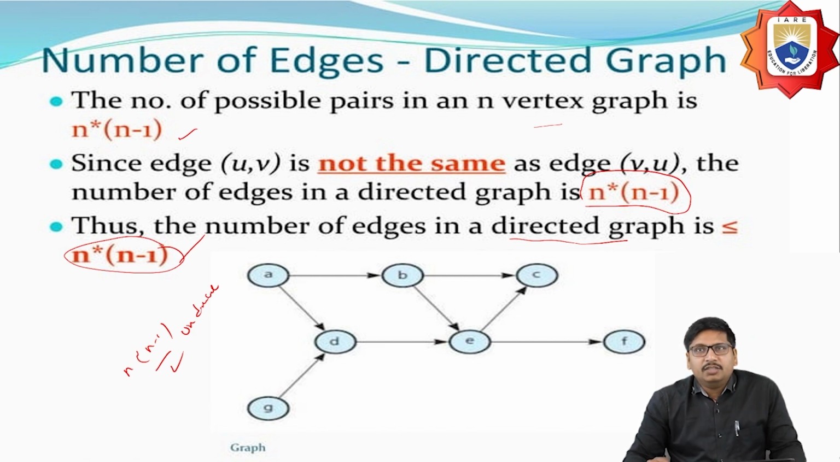So the number of edges in a directed graph is given by this. The total number of possible pairs in an n vertex graph is given by n into n minus 1. And since uv is not the same as vu, the number of edges in a directed graph is given by n into n minus 1. The number of edges in a directed graph is this one.